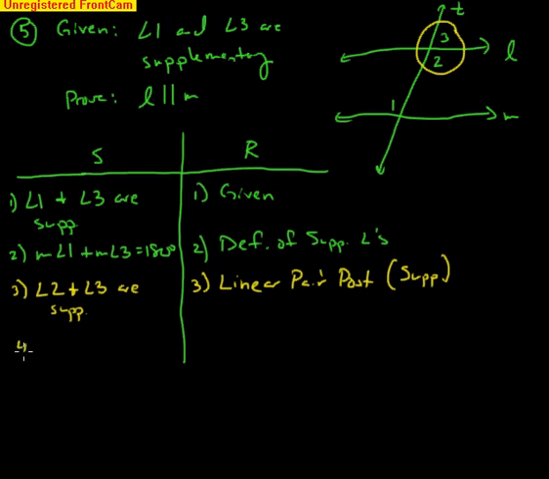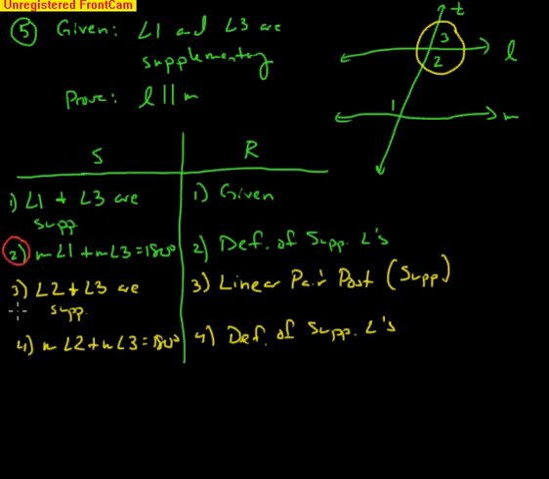So what does that mean? Same idea. Use the definition. That means that the measure of angle 2 plus the measure of angle 3 is 180 degrees. By definition of supplementary angles. So now look at what you have. Step 2 and step 4. You have 180 and 180. Both of these sums equal 180. What that means is that the sums equal each other. So using a substitution, we can put the sums equal to each other.